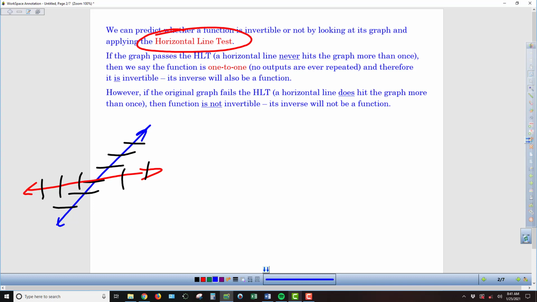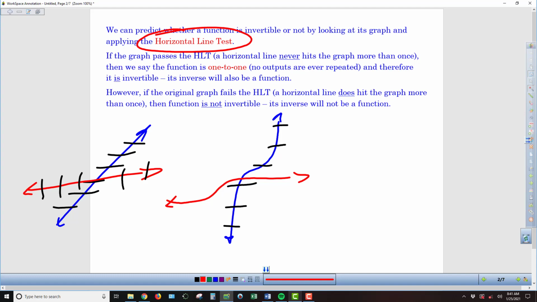In the second example from the previous video, we had a graph that looked like this as our original function. Again, it passes the horizontal line test, so we could predict that the inverse will pass the vertical line test, and indeed it did. We ended up with a graph that looks something like this for our inverse.